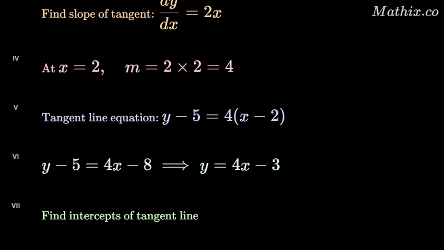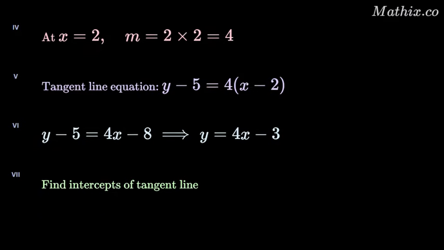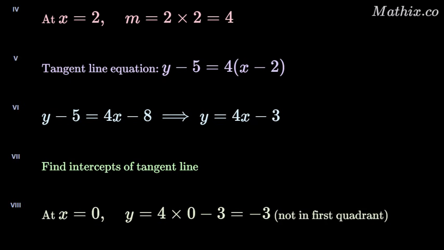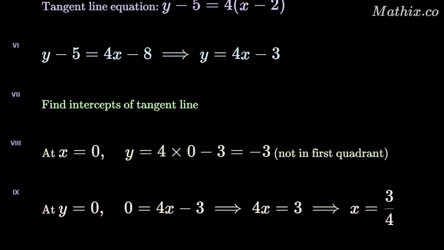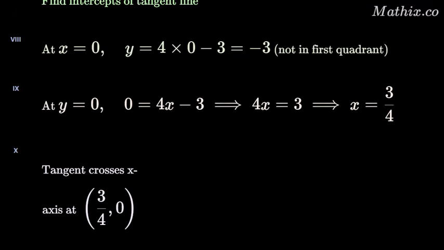Next, we find the intercepts of the tangent line to understand the bounded region. At x equals 0, y equals 4 times 0 minus 3, which is negative 3, so the line crosses below the x-axis. At y equals 0, setting 0 equals 4x minus 3 gives 4x equals 3, so x equals 3/4. Thus, the tangent line crosses the x-axis at the point (3/4, 0).